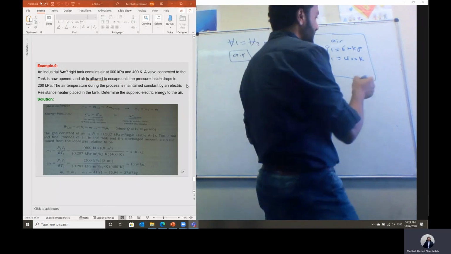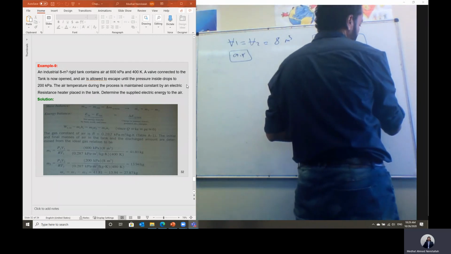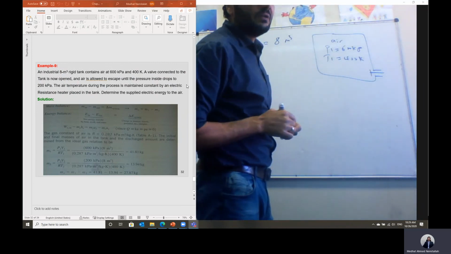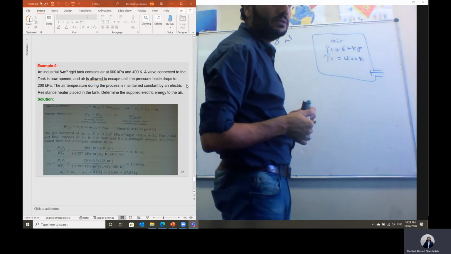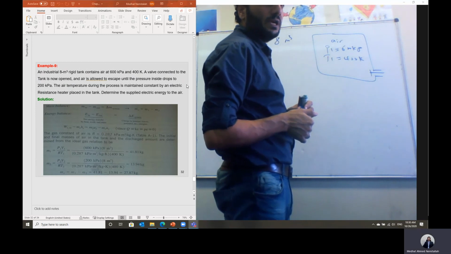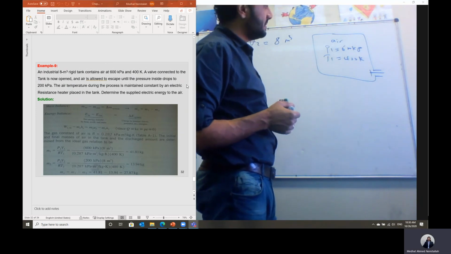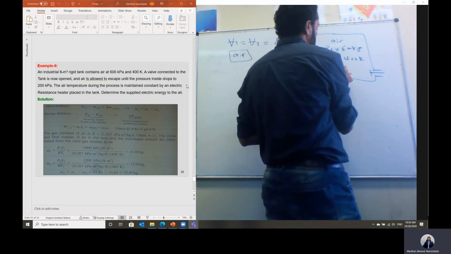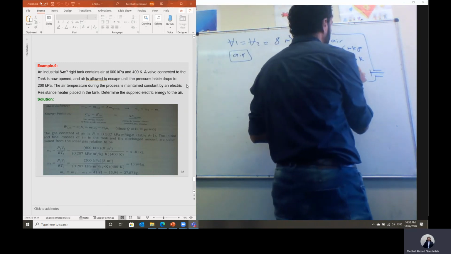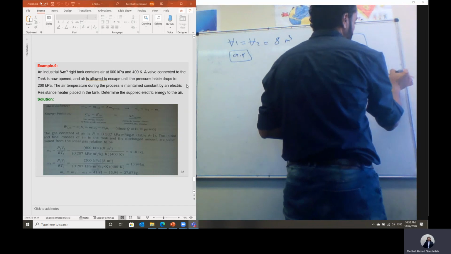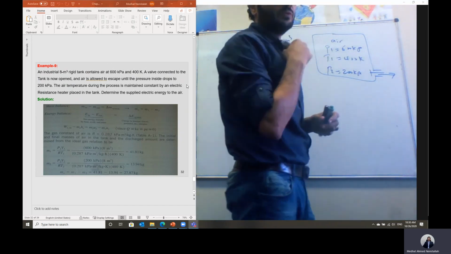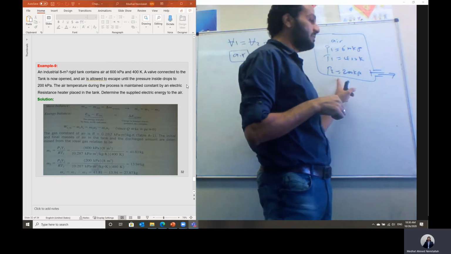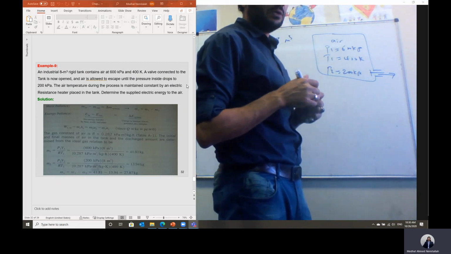Okay, he said a valve is connected to this tank, so there is a valve here connected to this tank. He said this valve is open and the air is allowed to escape until the pressure inside the tank drops down to P2, which is equal to 200 kilopascal. So air has left the system, the valve was open and some air has escaped, and the pressure dropped to a value of 200 kilopascal.